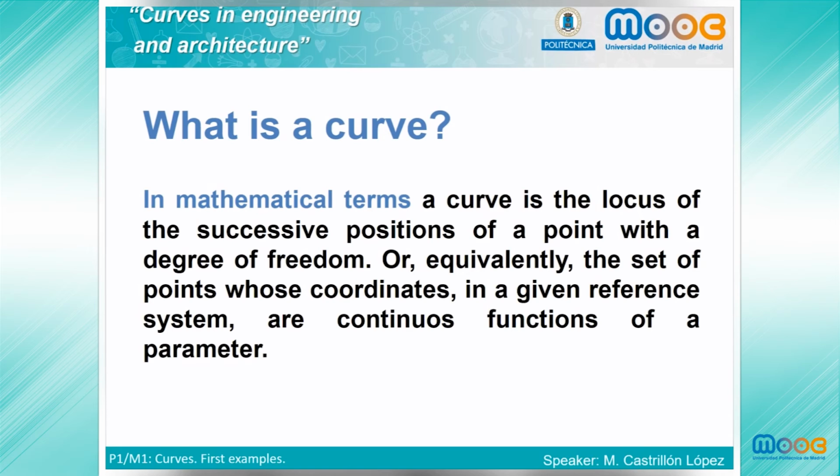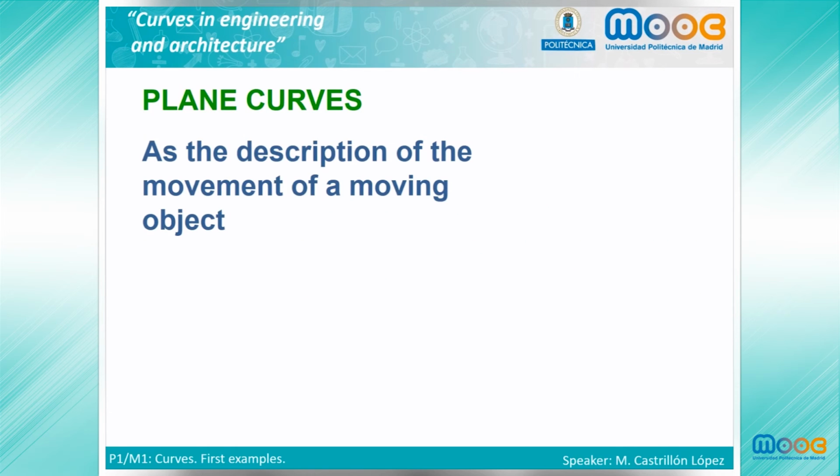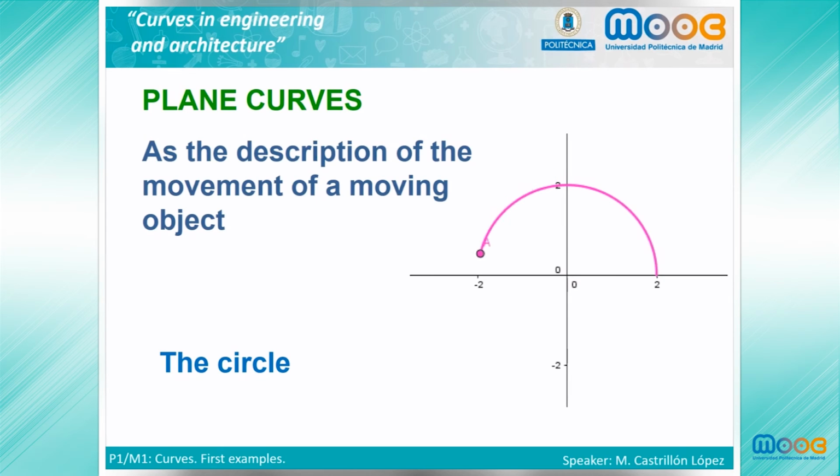In mathematical terms, a curve is the locus of the successive positions of a point with respect to a degree of freedom. Or equivalently, the set of the points, the coordinates of which with respect to a reference system are continuous functions of a parameter. For example, a circle is a trajectory that would follow a moving point A by making a complete turn around a point C at a fixed distance r. We will learn in later videos how to describe this movement according to a parameter. This will be very convenient for a later study of many properties and applications of curves.